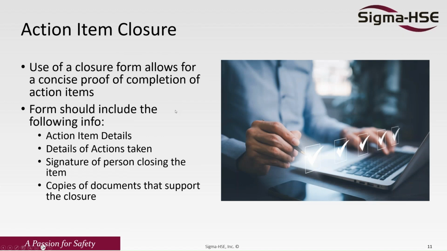All right, so a closure form is going to be your best friend when it comes to action item closure and proof. It's usually a one-sheeter you can put over the top of any documents you need. It will say the details of the action item and what you did, and the person closing it signs it for proof of closure, and you've got those copies right there. You store all of that information with your site process safety information. And then you have an easy binder, folder, or digital location you can point people to for proof of closure to assist in audits.